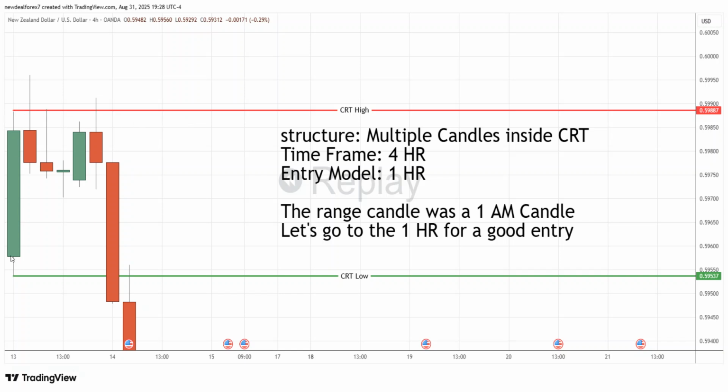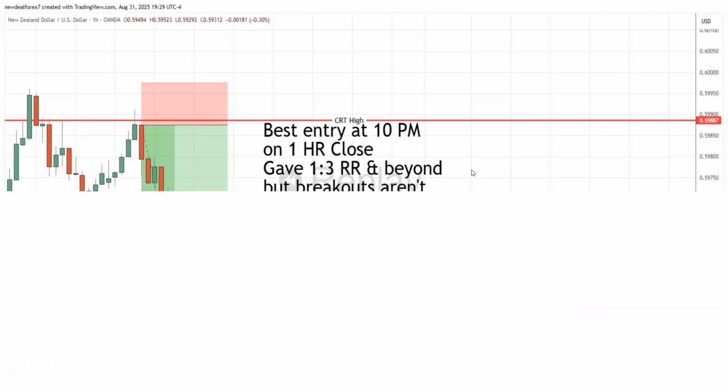Okay. So you have the range candle here. This one poked above as well, but this one did too. So sometimes you'll have this where the range just stays there. This high never really gets broken. And then eventually on this close right here, price moves to the downside. So the entry model would have been a 1 hour. Let's see where a good 1 hour would have been.